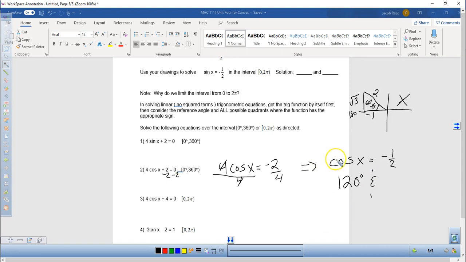Well, where else is cosine negative? Third quadrant. Where this is still our negative 1, here's our 2, here's our negative root 3, here's theta. Still some variation of 60 degrees. And so I've got 180, add 60 degrees to it. It's 240 degrees. So these are the only two angles that will allow cosine to give me a value of negative 1/2.